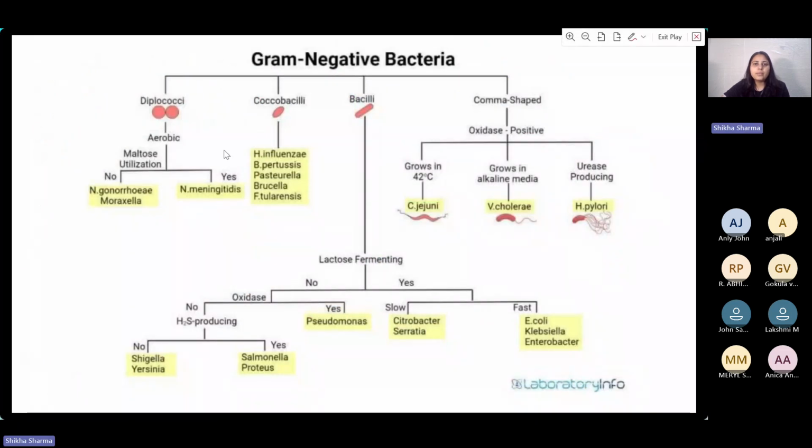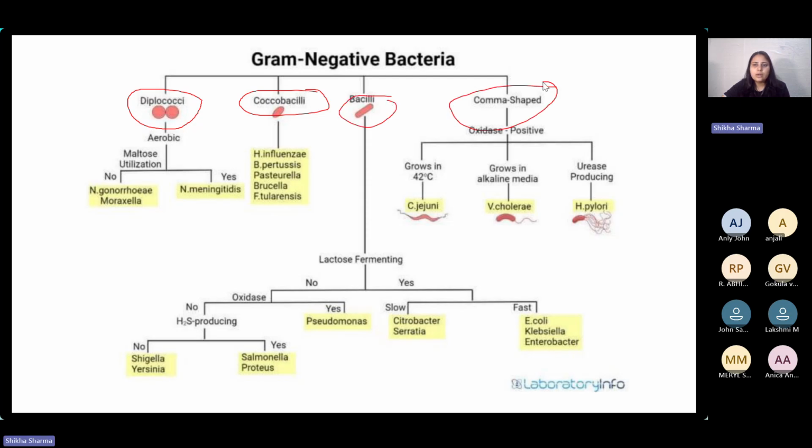Gram-negative bacteria can be further classified based on their structures: diplococci, cocobacillus, bacillus, comma-shaped. They can be further classified as aerobic or non-aerobic, and by which conditions, which pH range, and which temperature they grow in. So gram-negative bacteria can be diplococci, that means there are two cocci in the structure. It can be aerobic, non-aerobic, or anaerobic.